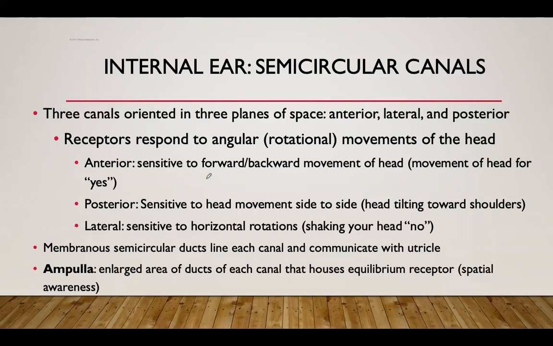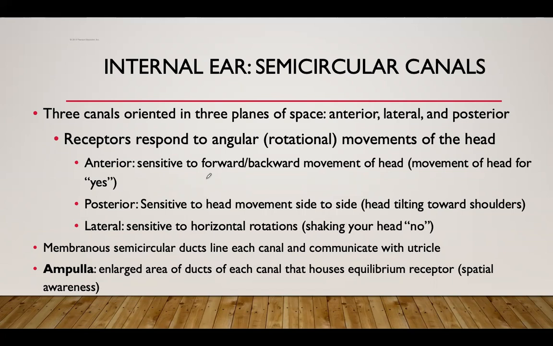The one that sits in the back, called the posterior semicircular canal, detects the head movement side to side. So imagine you're doing the neck exercises when they tell you to tilt your head and have your ear touch your shoulder, right? That tilting of the head, touching your shoulder, that motion is sensed by your posterior semicircular canal.